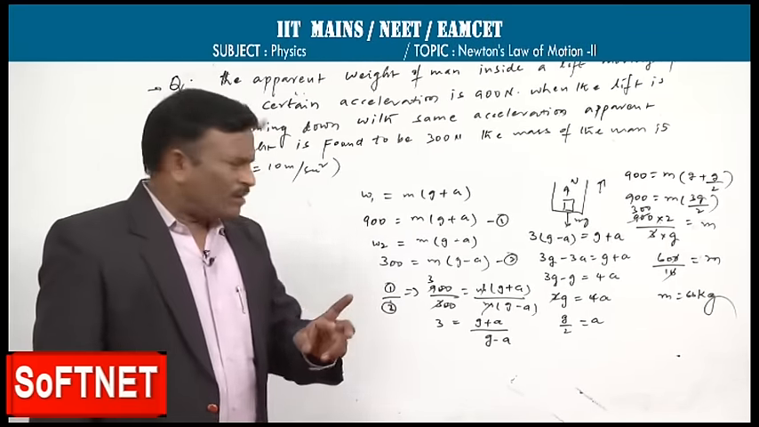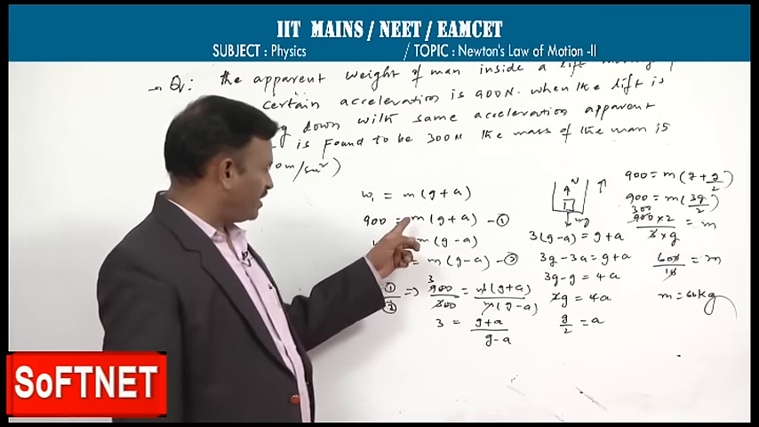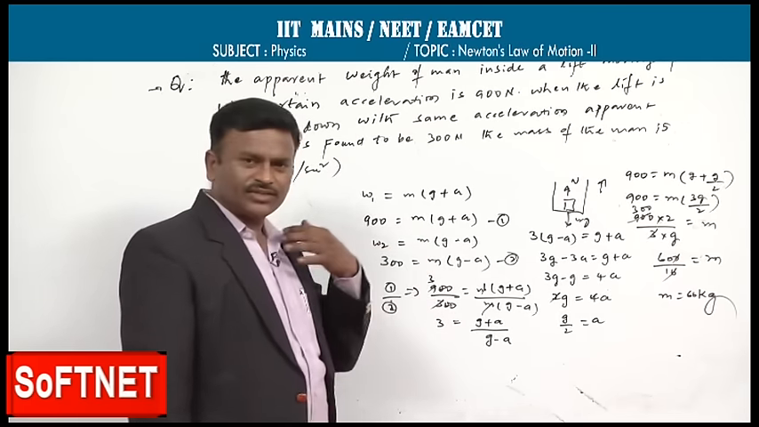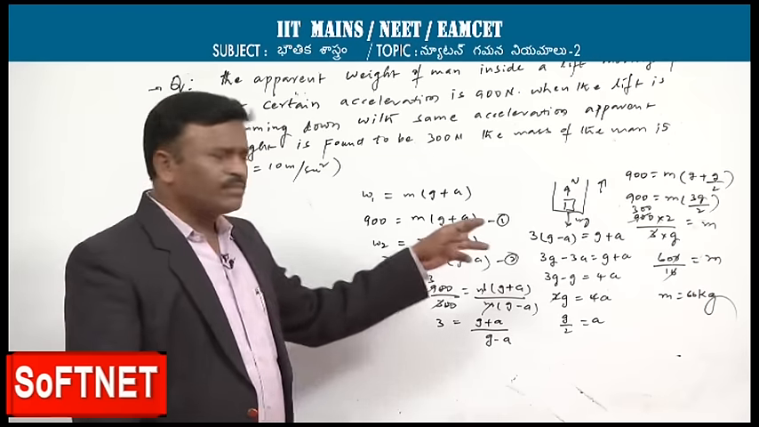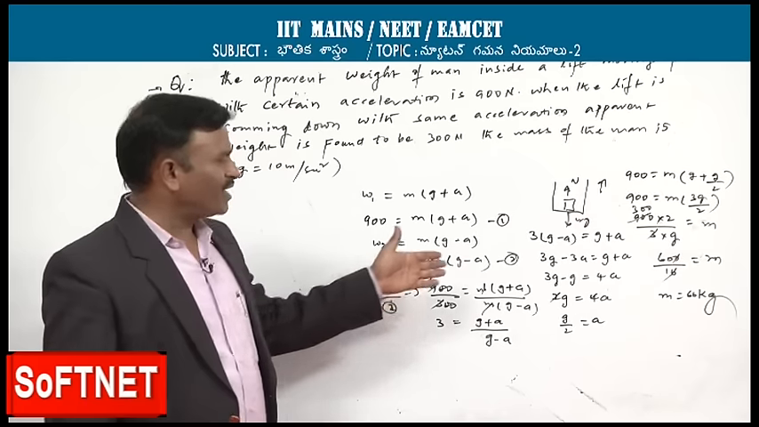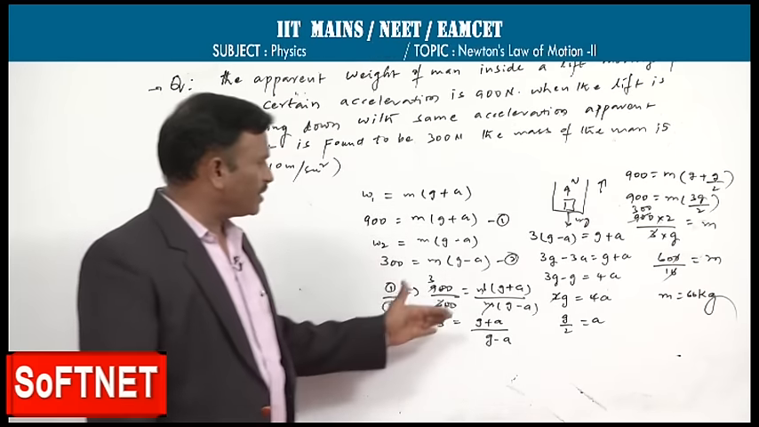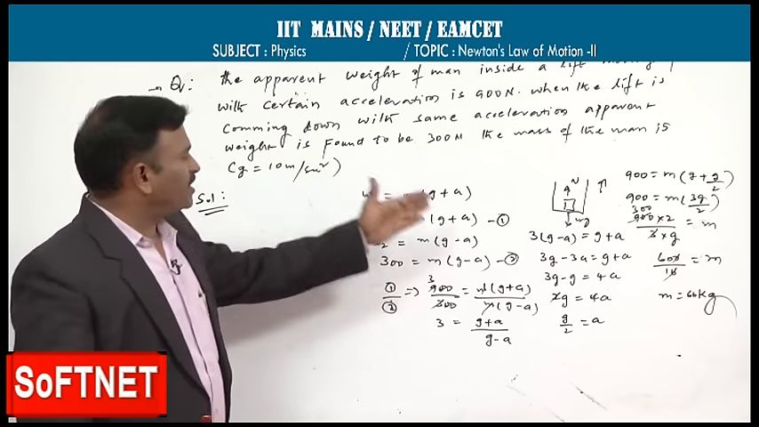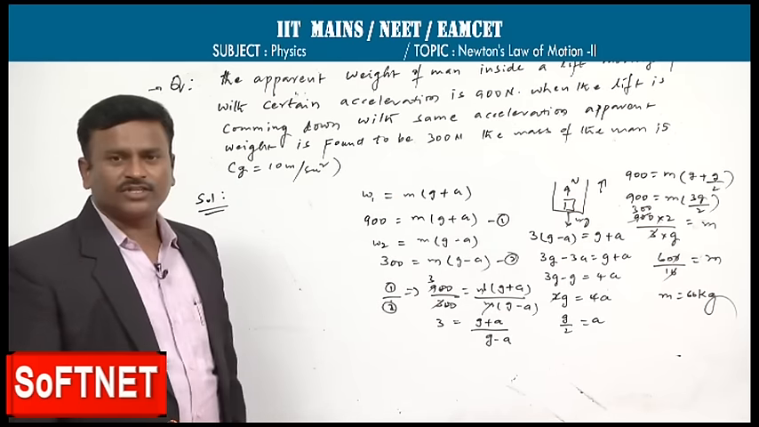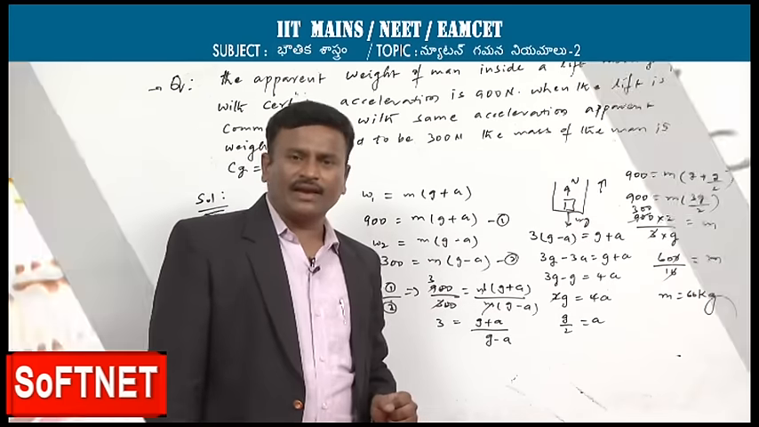See, the number of variables: two variables are here, mass and acceleration. So when two variables are given, by writing the two equations differently and solving, we can eliminate and obtain the required parameter. So this is a method to find out the weight of the person in a lift, and based on that the mass of the person can be calculated.